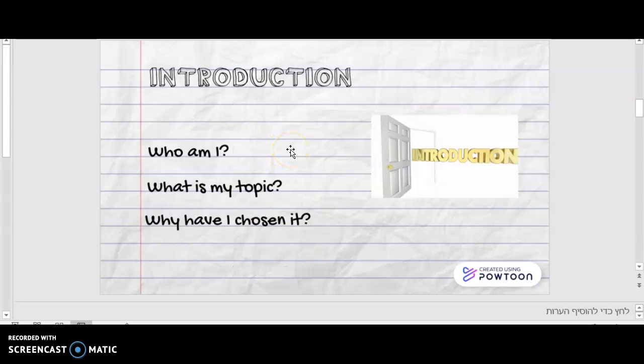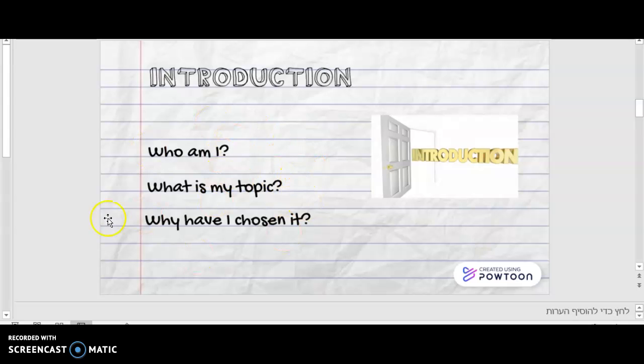The first page that you have to include in your project is the introduction. What can you write in the introduction? First of all, you have to introduce yourself. Who am I? My name is the following. I'm a 12th grader and I'm doing my English project on the following topic. So you have to state the topic that you have chosen, and tell us why you have chosen this specific topic, which means the motive behind choosing this topic.